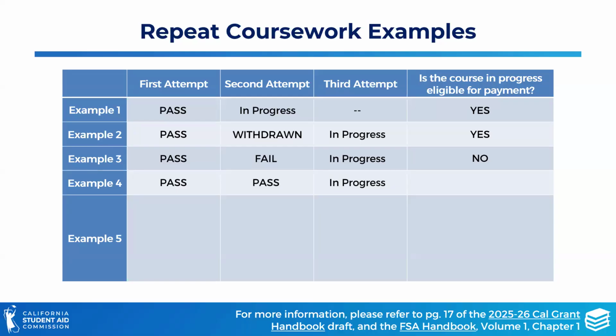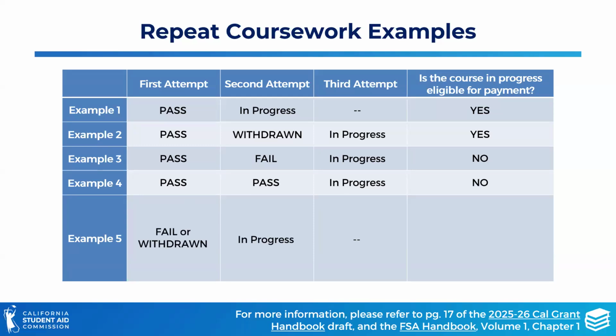In example 4, they are also in a third attempt where they've passed it twice. Again, this is a no situation because they have 2 completed terms, in this case with 2 passing grades. So the third attempt is not eligible for Cal Grant.